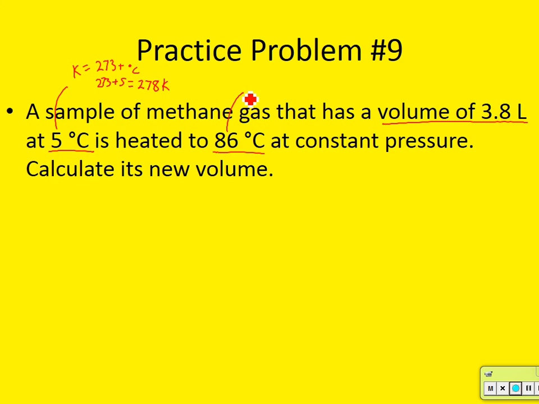Okay. And it's heated to 86 degrees Celsius. What is this going to be now? What's 273 plus 86? Can somebody do that for me? 359 Kelvin. Thank you. And it's at constant pressure. Calculate its new volume. So that's what we're looking for, the new volume. So circle that.